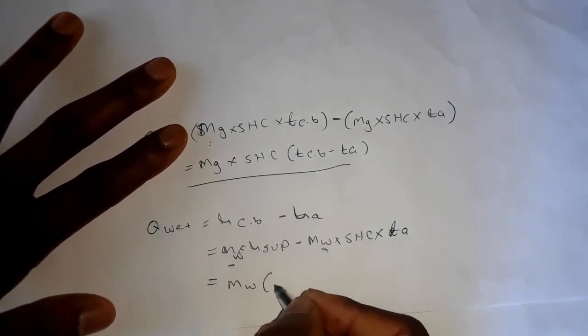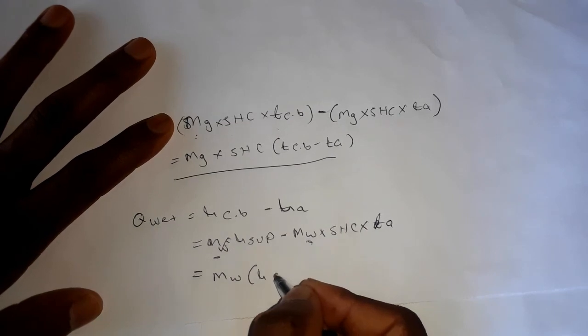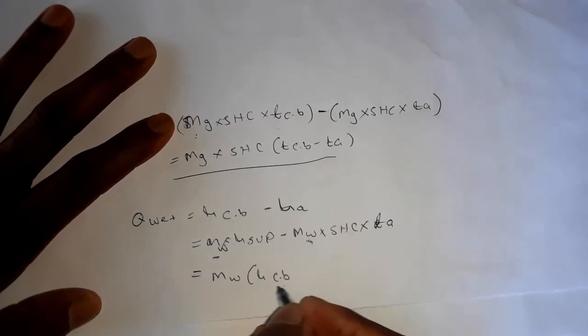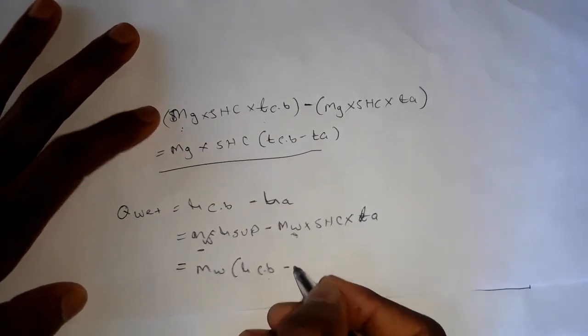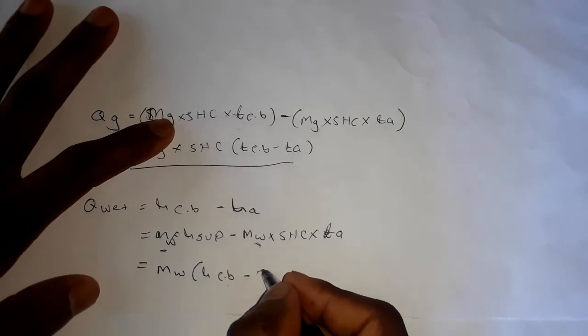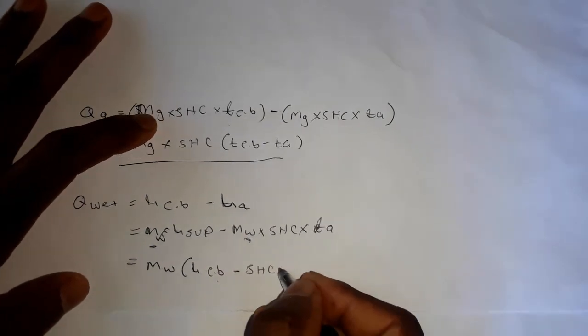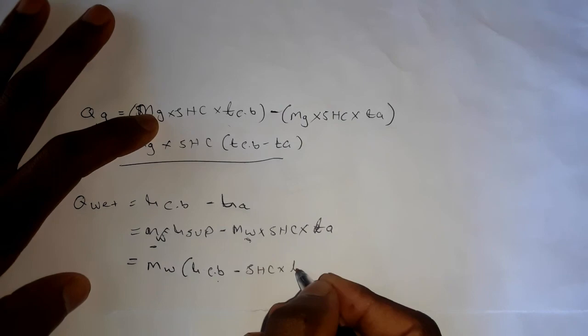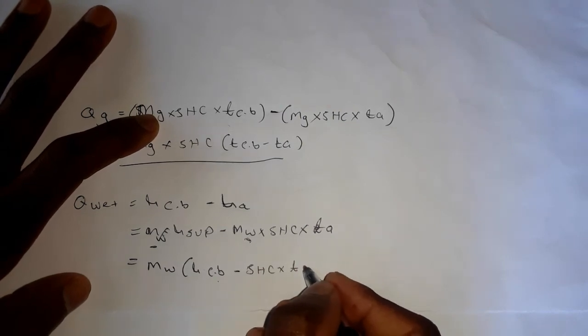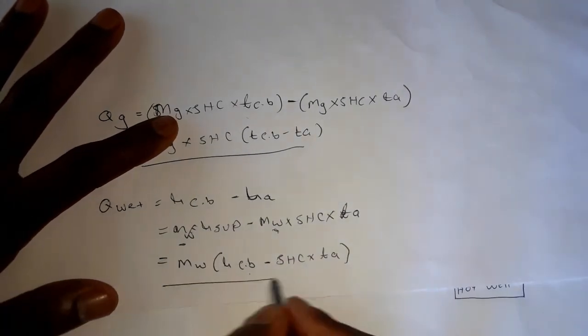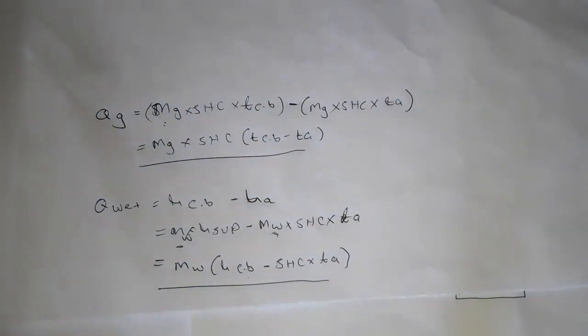We take them as common. We're going to have H at the chimney base minus the specific heat capacity times the temperature, the atmospheric temperature. And this is the formula that we are going to use to calculate for the heat energy that went out with the wet steam or the wet gases.